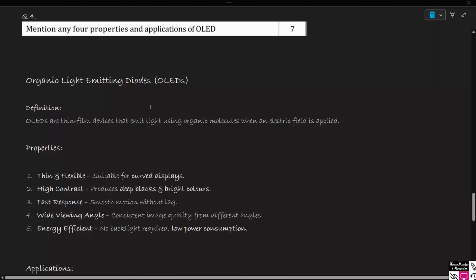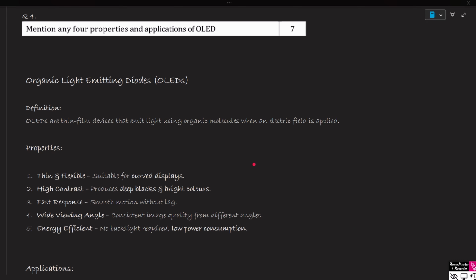OLED means organic light emitting diodes. Coming to the definition, OLEDs are thin film devices that emit light using organic molecules when an electric field is applied. So here the electric field is applied and the light is emitted using organic molecules. Coming to the properties, these are the 5 properties which are enough to get you the marks.